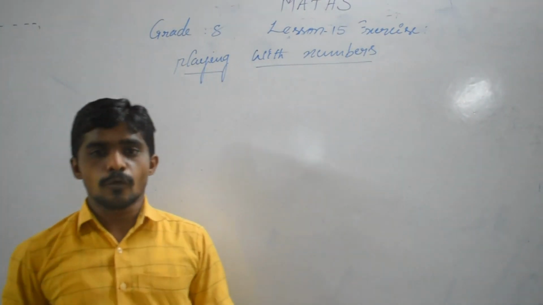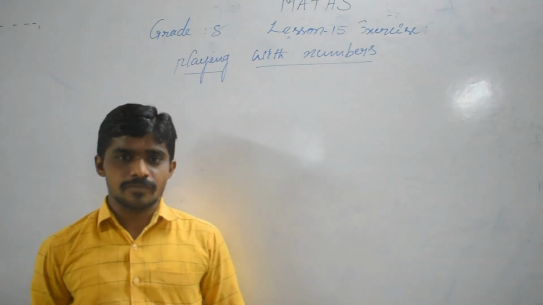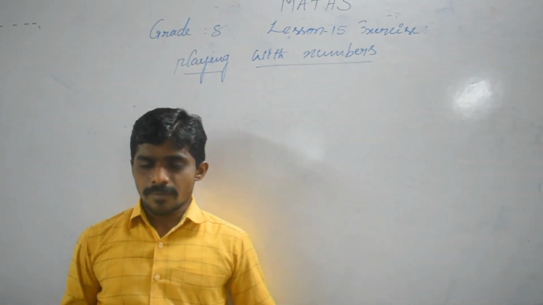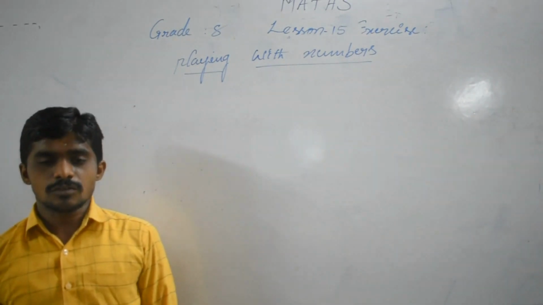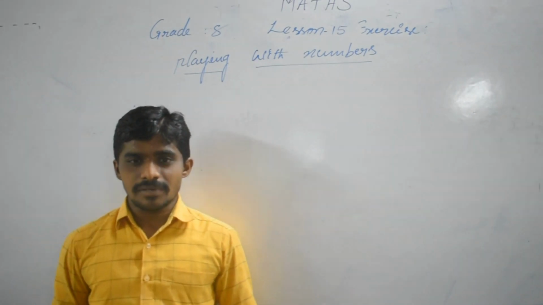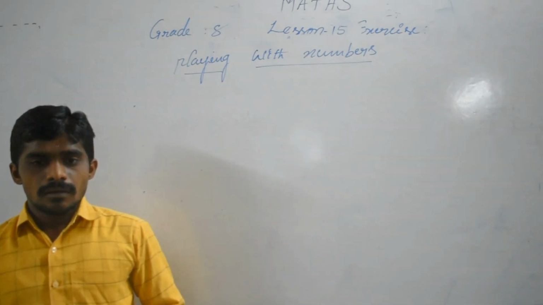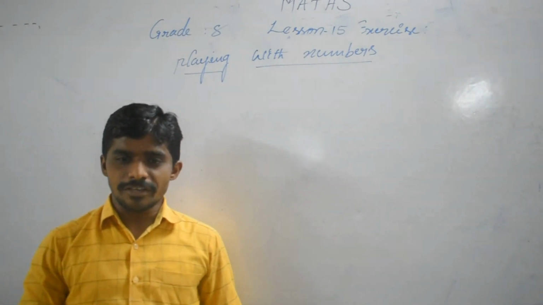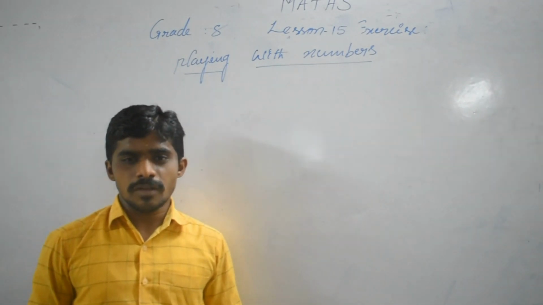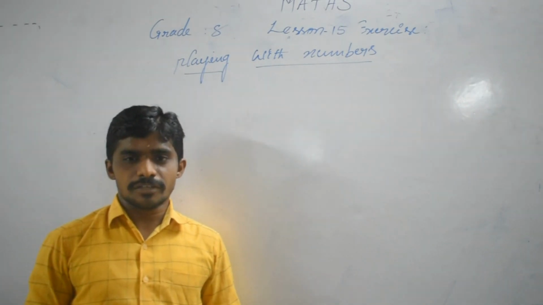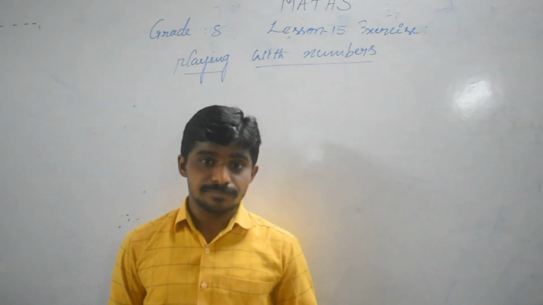1, 2, 3, 4 are numbers. So numbers are of different types. Natural numbers means we count everything around us. Natural numbers are another name for counting numbers. Next, whole numbers: natural numbers including zero are whole numbers. Integers are positive numbers and negative numbers including zero.